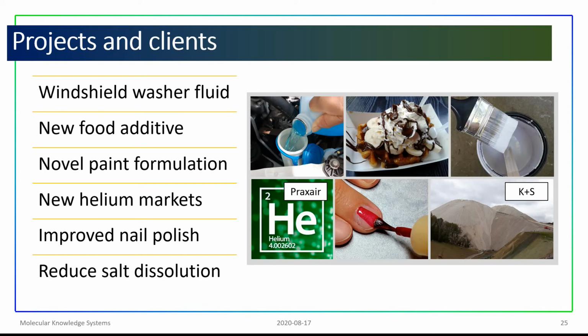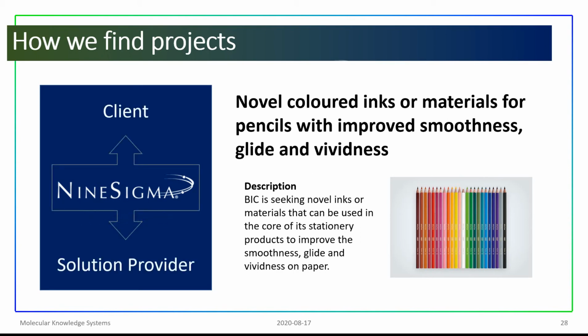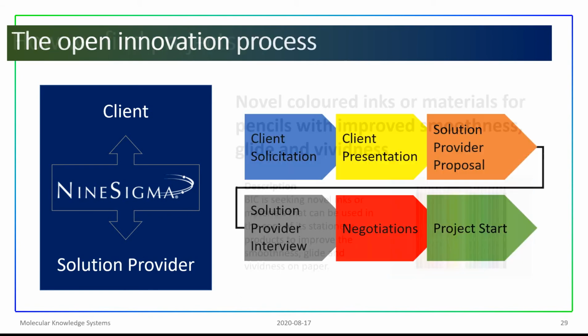So how did we find these projects? We have found most of the open innovation projects we have worked on through the 9 Sigma online platform. We like to think of 9 Sigma as our matchmaker, connecting us as a solution provider with potential clients. 9 Sigma will post solicitations, needs, and contests for client companies. For example, here is a past request from Bic Corporation for novel materials that could be used to improve the performance of colored pencils. A client solicitation like this is the first step in a 6-step process.